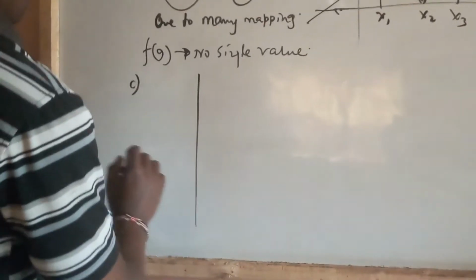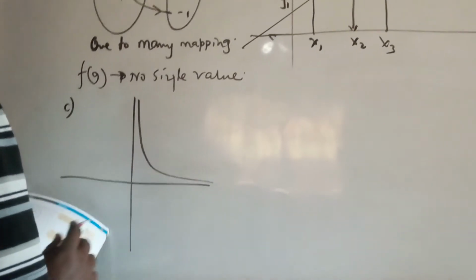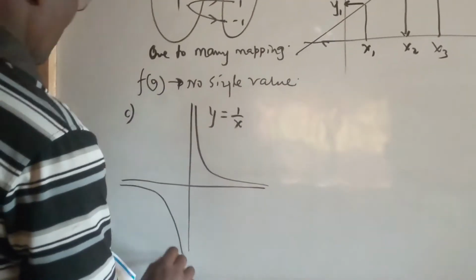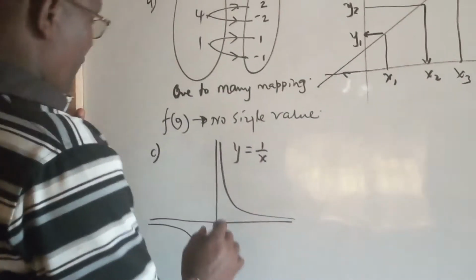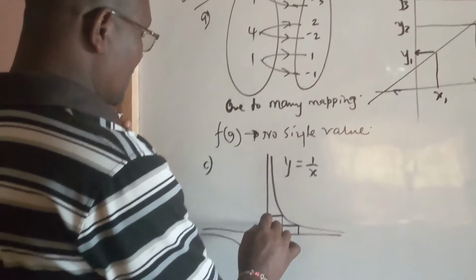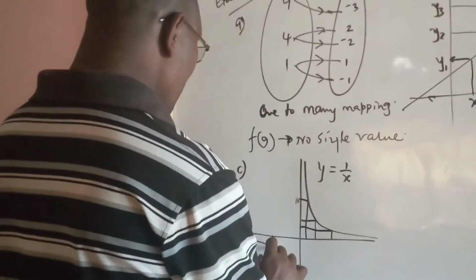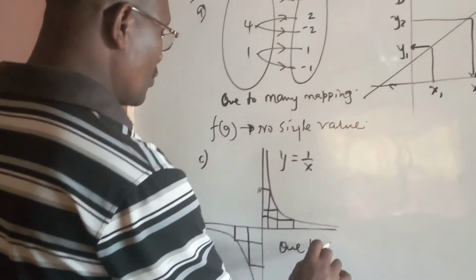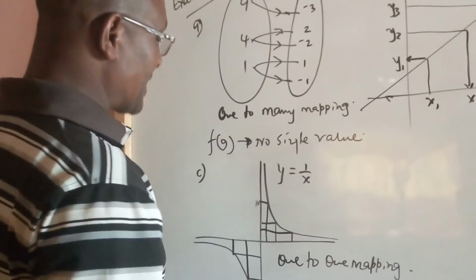Part C is something to do with an asymptotic graph, whereby we have a graph that looks like y equals 1 over x. Obviously, we know it is asymptotic. And for every value of x, we have a specific value of y, as you can see. So yes, it is 1-to-1 mapping. But is it a function?